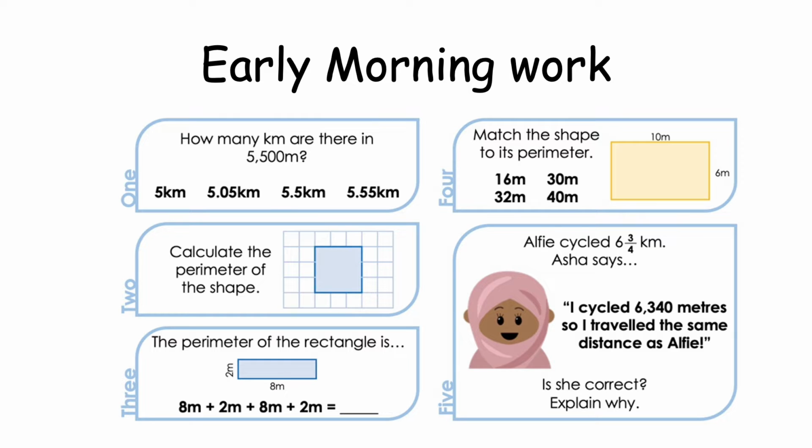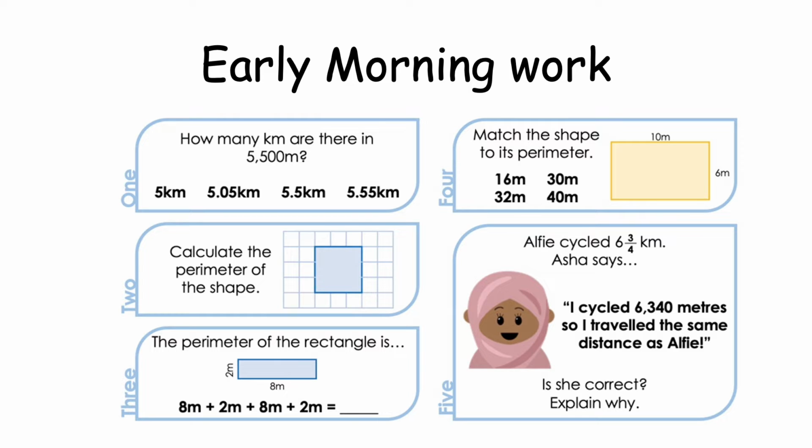Number 4. Match the shape to its perimeter. So there's 2 ways, remember, you can work this out. You know that the parallel side, the opposite side of the rectangle is the same measurement as what has been given. So you could say 10 meters add 10 meters add 6 meters add 6 meters. And you could add all of those together. Or you could do 10 add 6 equals 16 meters. Multiply that by 2, which is 32 meters.